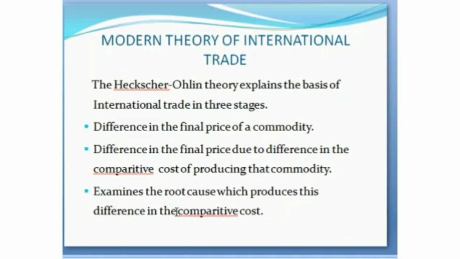The difference in the comparative cost advantage occurs because of 2 reasons: the difference in the relative scarcity of factors of production and the different factor combinations in the production function for producing different commodities.